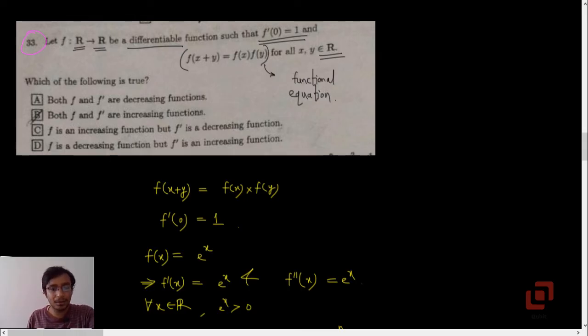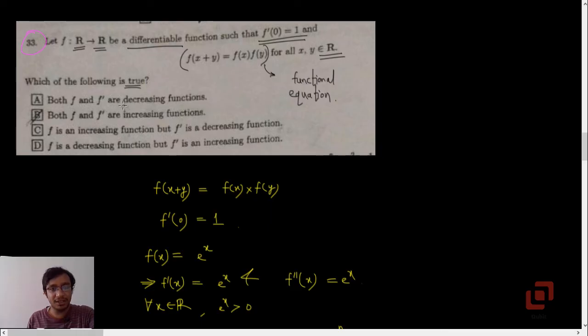Because it relates one value of the function with the other. Okay, f of x plus y. If I were to find f of x plus y, then I'll find f of x and f of y individually and I'll just multiply the values so that I'll get the value of the function at x plus y. Okay, and the options are, which of the following is true?